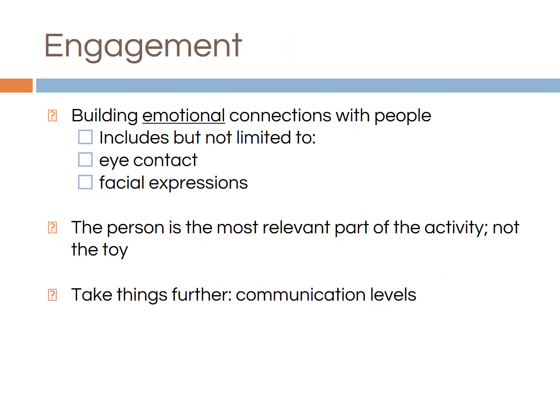Okay, so stage 2 is engagement and relating. So here the child shows interest in another person and in the world, developing a special bond between a preferred caregiver. Here they also distinguish inanimate objects from people. The child builds an emotional connection with others, such as, let's say, making eye contact and facial expressions. And the person is the most relevant part of an activity, not the toy. So this is where the child starts to develop their communication skills.